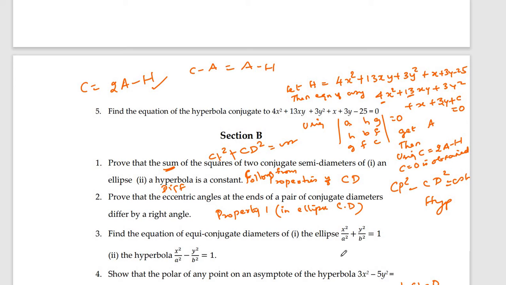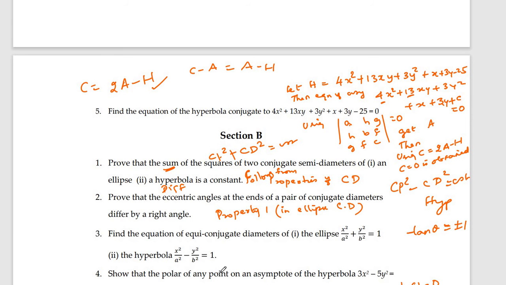In the case of equi-conjugate diameters of ellipse as well as hyperbola, the procedure is the same. Equi-conjugate means you will have the length to be the same. So from which tan theta you will get it as plus or minus 1. So from that we can easily obtain the equation of the equi-conjugate diameter that was discussed earlier in one of the videos.